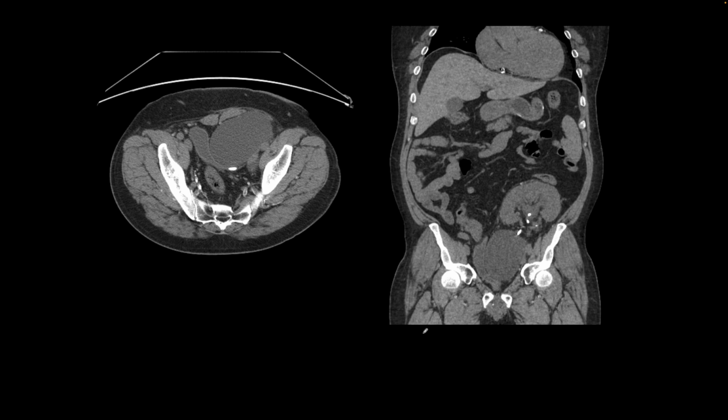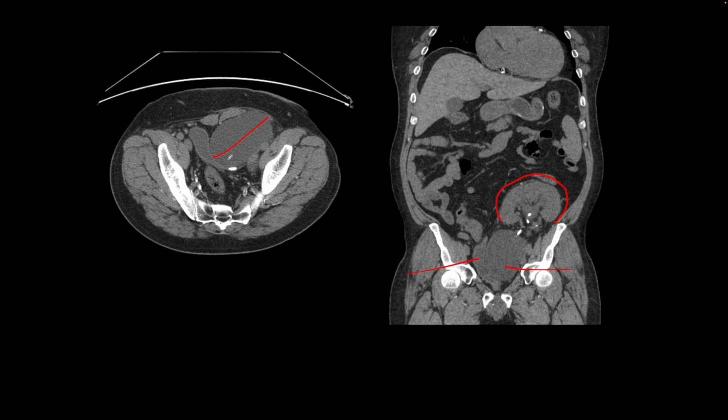This is our next patient. A CT of the abdomen and pelvis was performed without contrast, and they have a transplanted kidney in the left hemipelvis, and adjacent to the kidney there is a simple fluid collection which is having a mass effect on the urinary bladder, also seen right here.